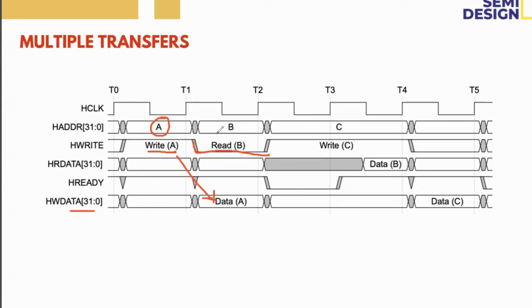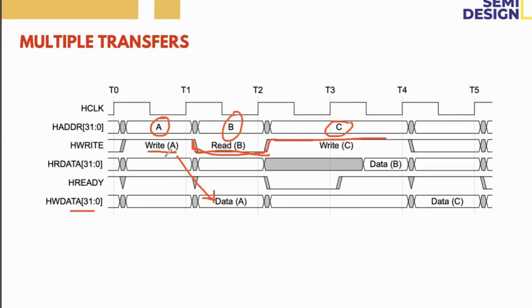And next, while H address is B, here read operation is happening. And when C is high, write operation. Okay. So here for B, it is not performing write operation, only read.